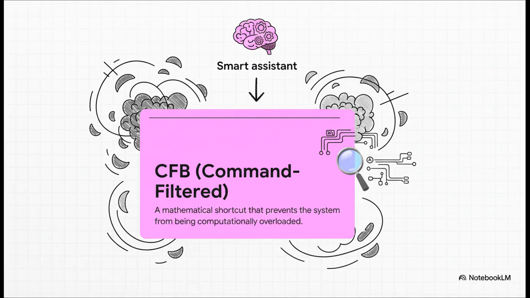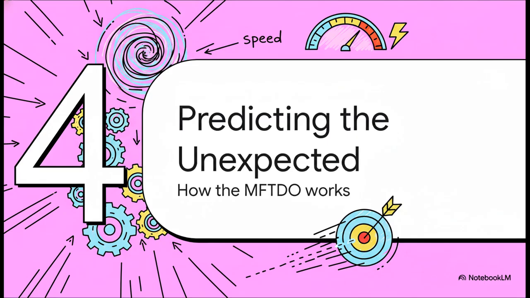So instead of letting the main controller get completely buried in that explosion of complexity, the CFB takes this brilliant mathematical shortcut. It handles all the heavy computational lifting, and that prevents the system from ever getting overwhelmed in the first place. Let's dig in a little closer on that first piece, the MFTDO.